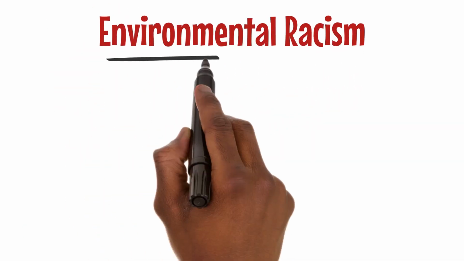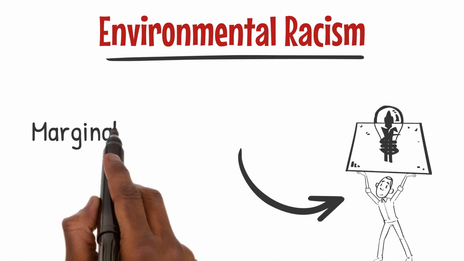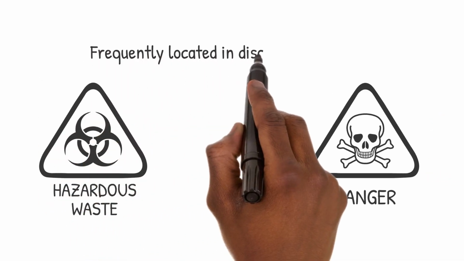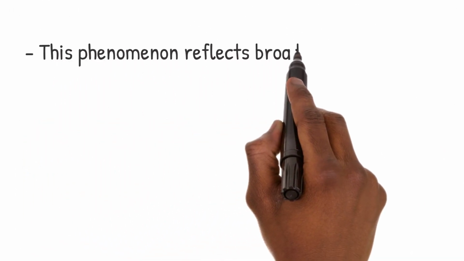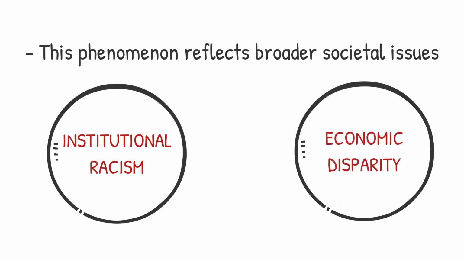Environmental racism highlights how environmental burdens often fall disproportionately on marginalized communities. For instance, hazardous waste sites are frequently located in disadvantaged areas. This phenomenon reflects broader societal issues like institutional racism and economic disparities.